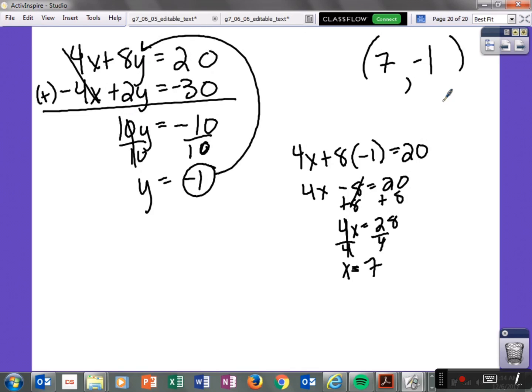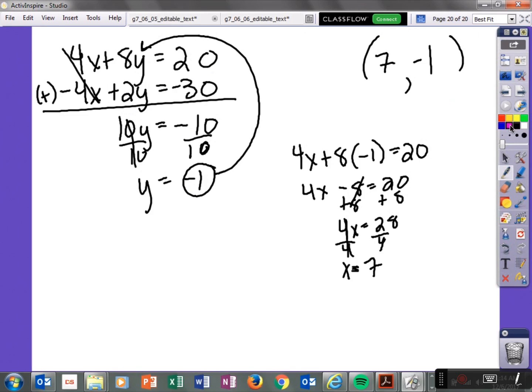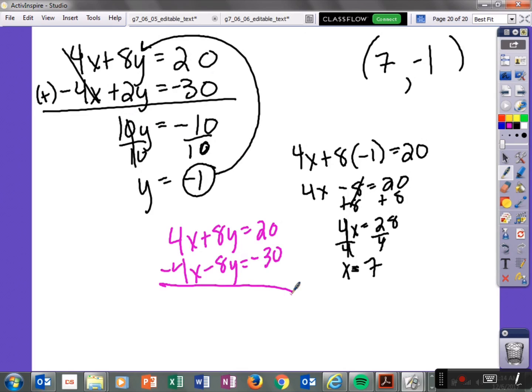What if both the x and the y cross out? It's actually a great question. Let's say we have 4x plus 8y equals 20, and negative 4x minus 8y equals negative 30. All right? The x's cross out, the y's cross out. So what are you left with here? 0 equals, what's 20 minus 30? Negative 10. Does 0 equal negative 10? So no solution. Right, the answer would be no solution there.